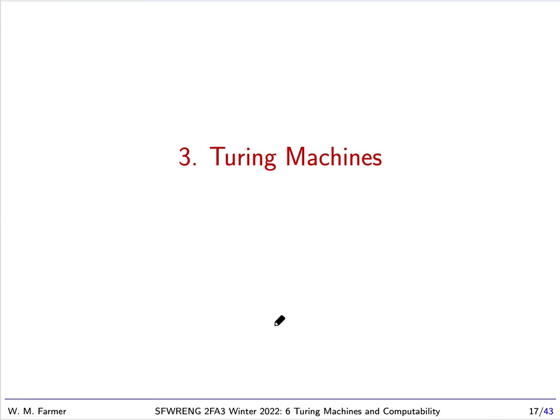So that completes my discussion of the great limitation theorems. Next time we're going to be talking about the most important subject of this topic, Turing machines.